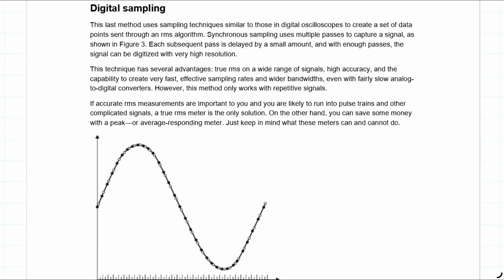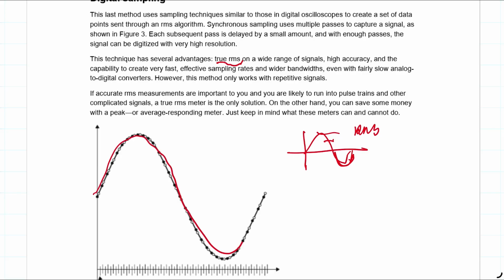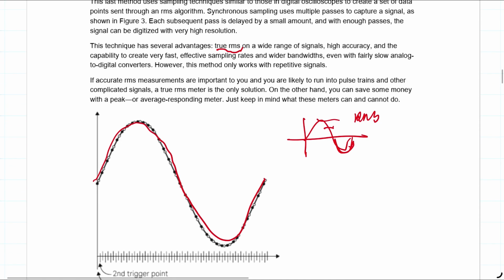Another way is to use digital sampling. Most true RMS multimeters use this method. So what are so-called true RMS signals or true RMS digital multimeters? That basically means you do not rely on the assumption that the signal is a sine wave, measuring the peak or average value to calculate RMS. You actually sample the whole wave like this. Then once you have the data points, you can calculate the RMS value in the DSP, digital logic.